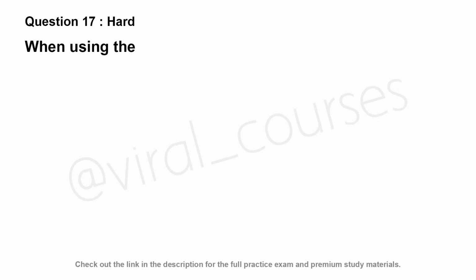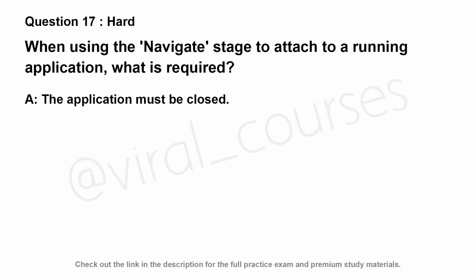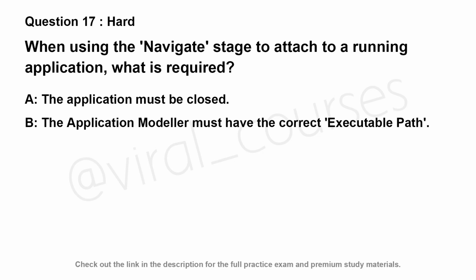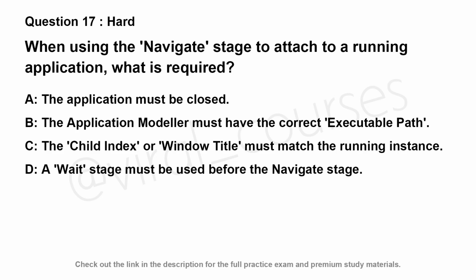When using the Navigate stage to attach to a running application, what is required? Option A. The application must be closed. Option B. The application modeler must have the correct executable path. Option C. The child index or window title must match the running instance. Option D. A wait stage must be used before the Navigate stage.